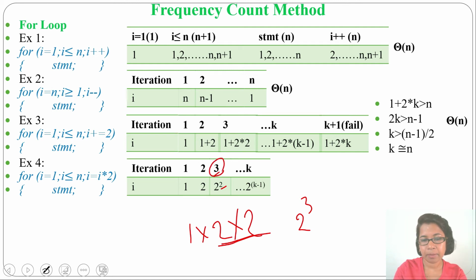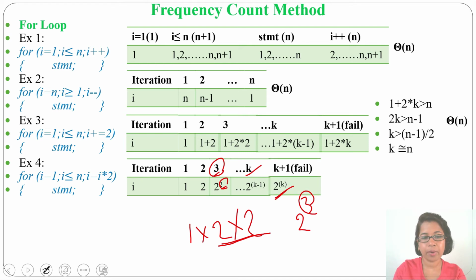As for 3, power is 2. For 4, power is 3. So for k iterations, power will be k minus 1. Up to this, it executes. In the next iteration, it will fail. Just assume it executes k times. At k plus 1, it will fail. So for k plus 1, what will be the I value? It will be 2 power k.